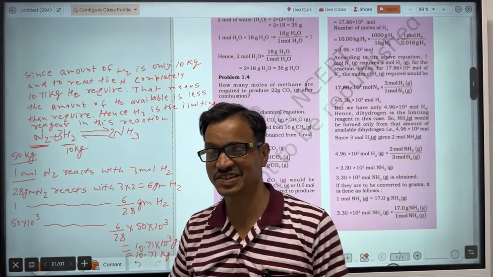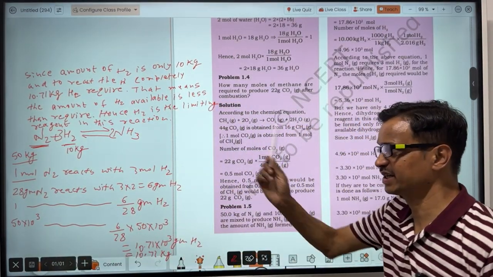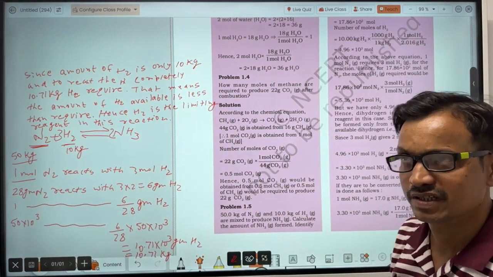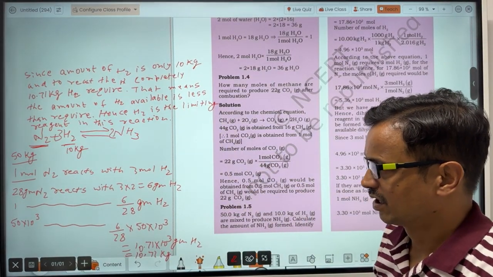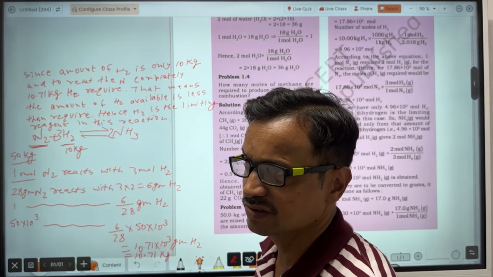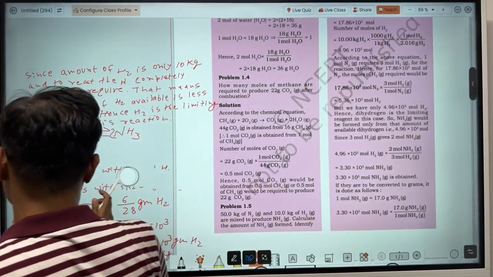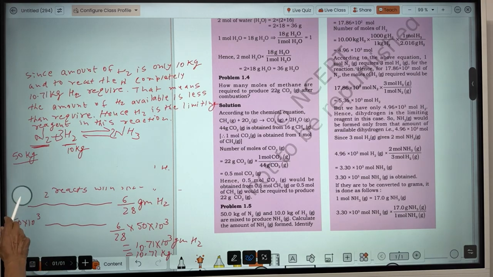Okay guys, this one here, how much? Because that much hydrogen is not available, so that will limit the reaction. Now, how much ammonia will be produced? That will depend on the amount of hydrogen. So let's see how much ammonia will be produced. Let's discuss that.